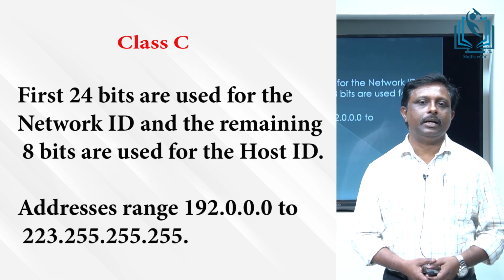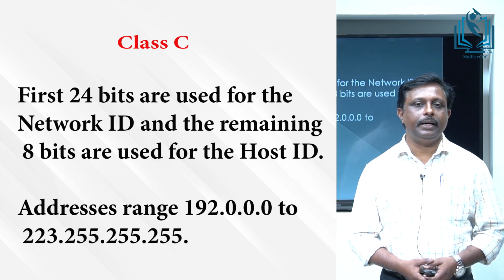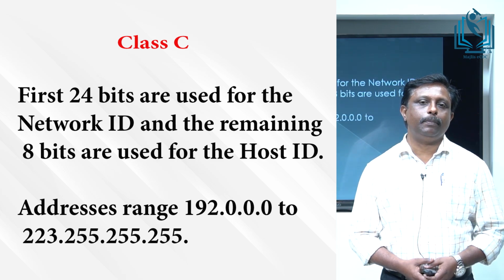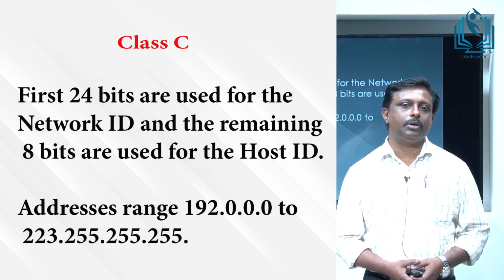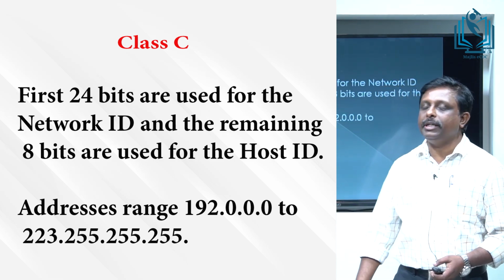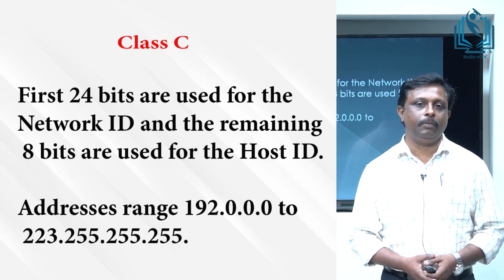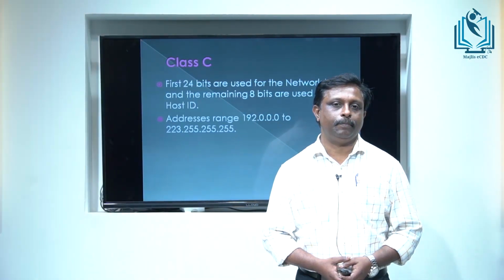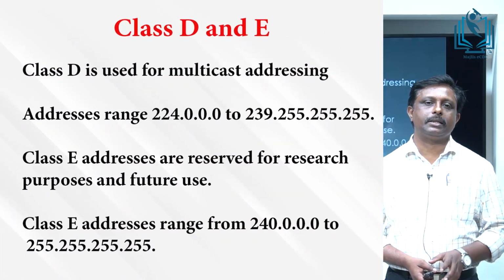Next, class C. In class C, the first three octets are used for net ID and the last octet is used for host ID. That means 24 bits are used for net ID and the last one octet, that means 8 bits, is used for host ID. The range of IP addresses used in class C is 192.0.0.0 to 223.255.255.255.